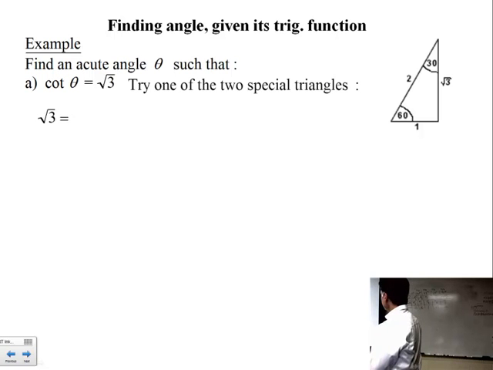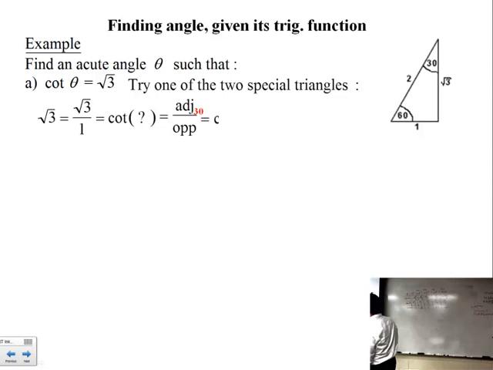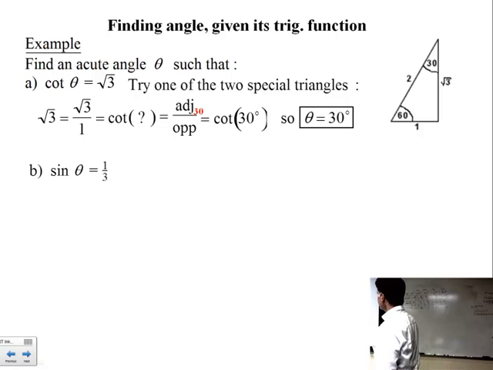So we tried one of the two special angles, and we find that what works, if you just draw the triangle, is adjacent over opposite. To get root 3, it's got to be that divided by that. So that's going to be the adjacent of 30 degrees.